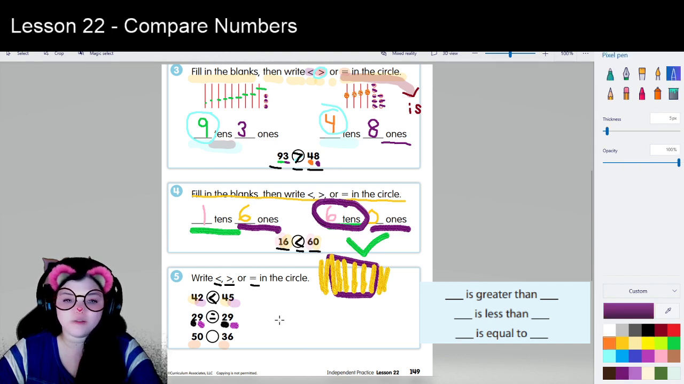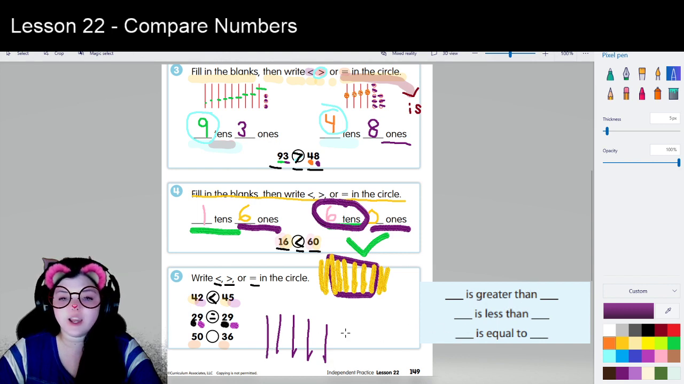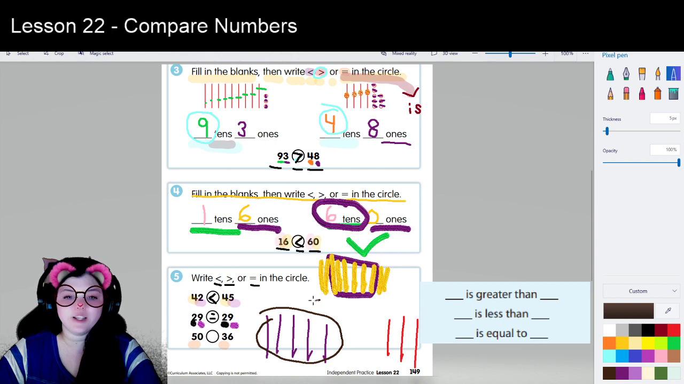If I had 5, 1, 2, 3, 4, 5, and then I had 3, 1, 2, 3, which number has more, 5 or 3? 5. And 5 tens is 50. 3 tens is 30. 5 is bigger than 3. So 50 is greater than 36. The alligator eats the bigger number.